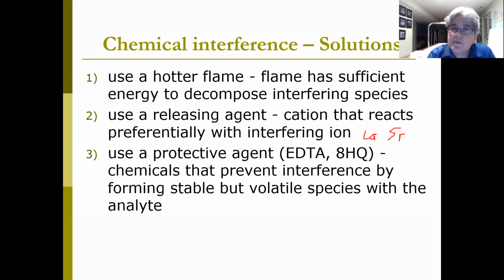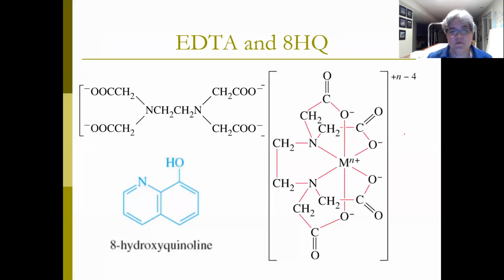Okay, another thing you can try is, instead of taking out the interfering ion, you use something called a protective agent. So this is something that is going to actually grab the calcium and protect it from the evil phosphate. Two common compounds that are used are this one, 8-hydroxyquinoline, and this one, EDTA. Both of these are very good at binding to metal ions, and EDTA especially loves calcium.